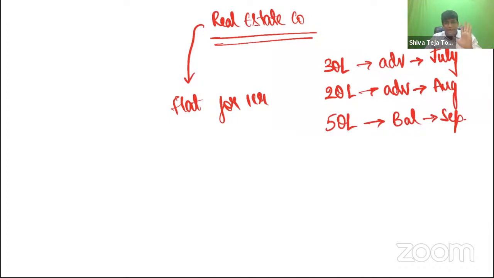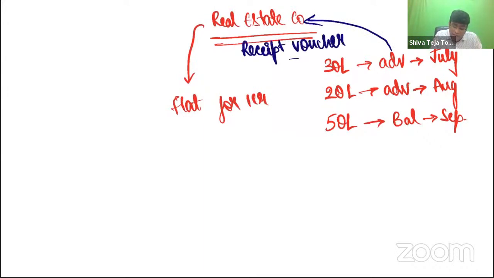Clear? Everybody? Now, when the real estate company receives the advance, they will not give an invoice. What they give is only a receipt voucher. Receipt voucher is a document given for the purpose of advance receipt. What they received is only an advance. So for advance, they don't give an invoice, they give a receipt voucher. So far, there is no invoice given. So it is not a B2B, it is not a B2C.